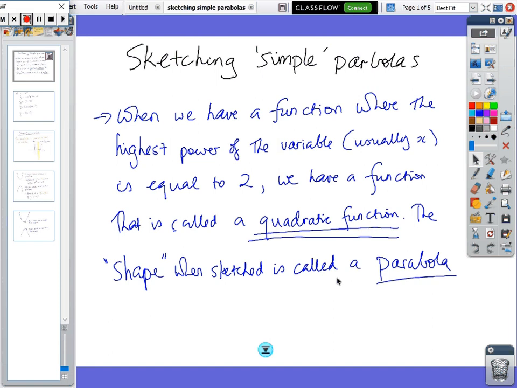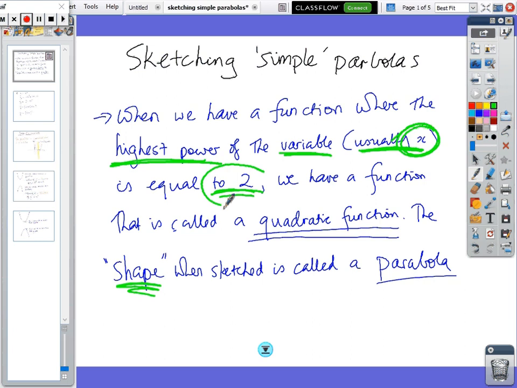So when we have a function where the highest power of the variable, and the variable is usually x, but it can be another letter, is equal to 2, we have a quadratic function, and the shape of the function is called a parabola. So a quadratic function has a shape of a parabola, and what we're looking for is that the variable, which is usually x, has the highest power equal to 2. That's what you're looking for. Okay, so copy that and come across when you're ready.